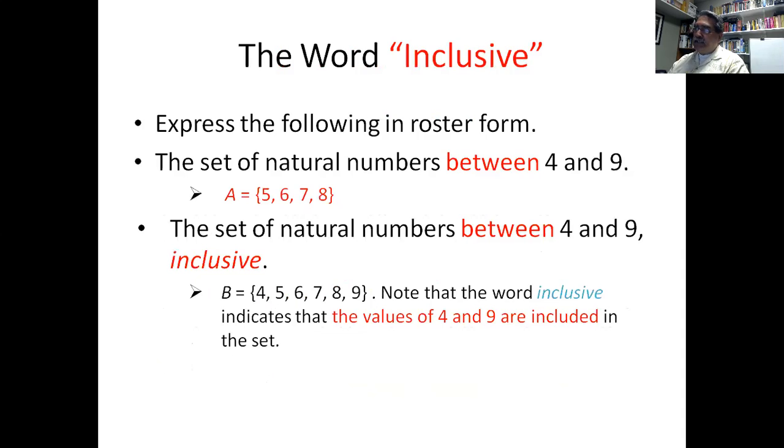The word inclusive, for example, we express the following in roster form: the set of natural numbers between 4 and 9. You see, it's between 4 and 9, so it doesn't include 4 and it does not include 9. It's set A. Again, you put the braces: 5, 6, 7, 8. Now, if you want the set of natural numbers between 4 and 9 inclusive, then you include the two ends, the numbers 4 and 9. 4 and 9 are also included in this set.